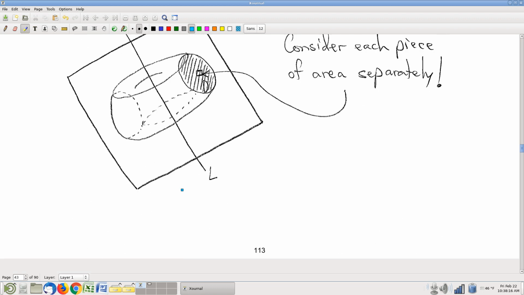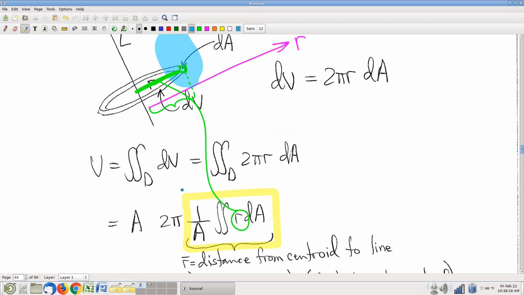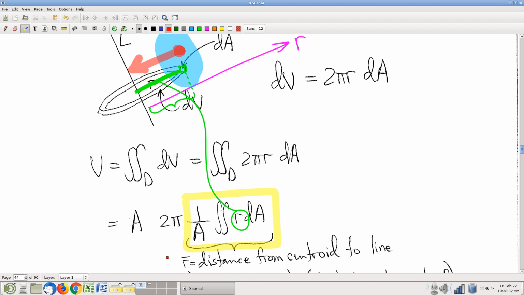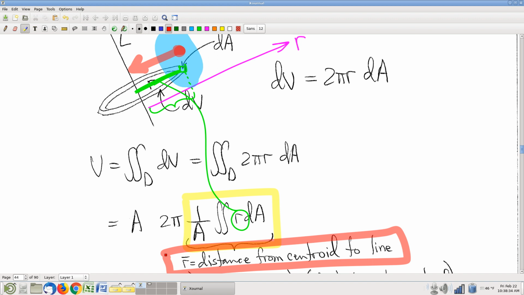Likewise, this formula here gives us the distance from the centroid, wherever that centroid is, to the axis perpendicular to the r-axis. Namely the line that I'm rotating around. So that is a distance. It's an easily computed distance. Simply a distance from a centroid to a line.